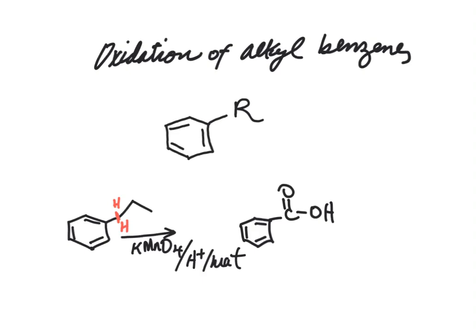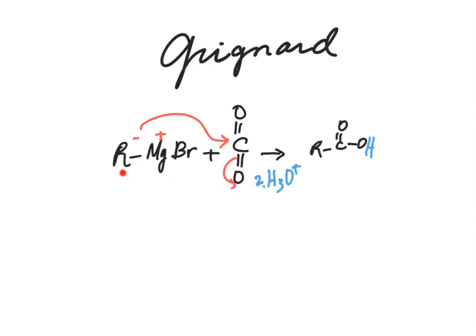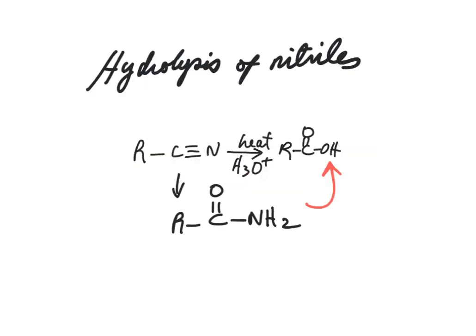When alkyl benzenes are heated in the presence of strong acids, if the alkyl substituent has benzylic hydrogens, the product of this oxidation is benzoic acid. We have seen the Grignard reagent as a useful method for the synthesis of alcohols, but when we react a Grignard with a carbon dioxide molecule, the product is a carboxylic acid.